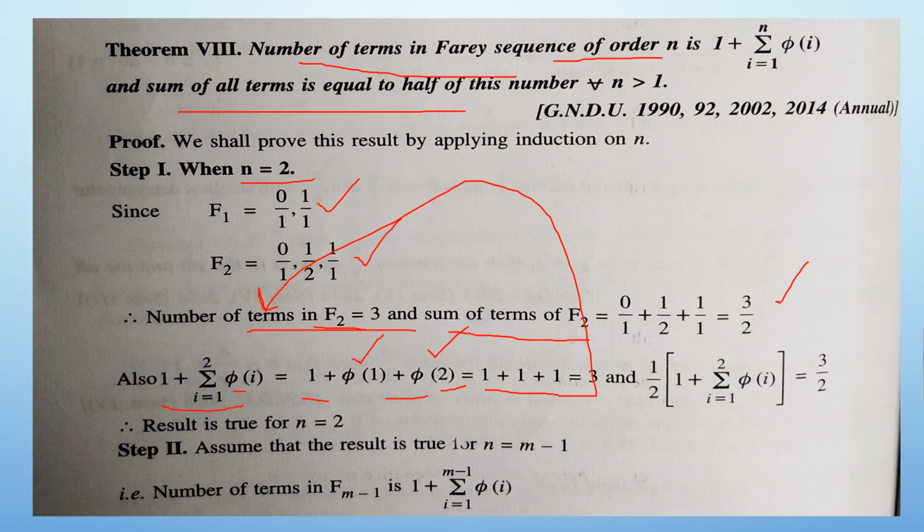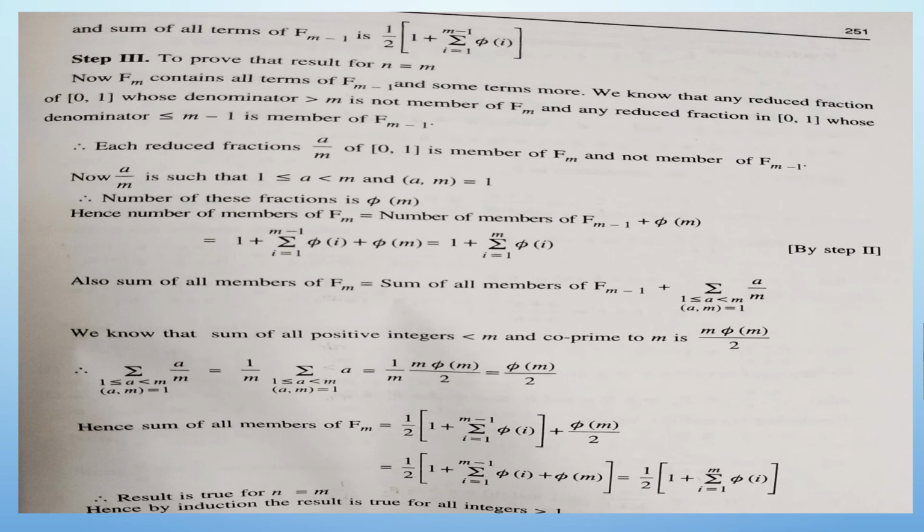And if we take half of this term, this is 3 by 2. That is, the sum of terms is half of this part. So the result is true for n equal to 2. Let us say the result is true for n equal to m minus 1. That is, the number of terms in the F(m-1) sequence is this one, and their sum is half of that. Now we have to prove the result for n equal to m.